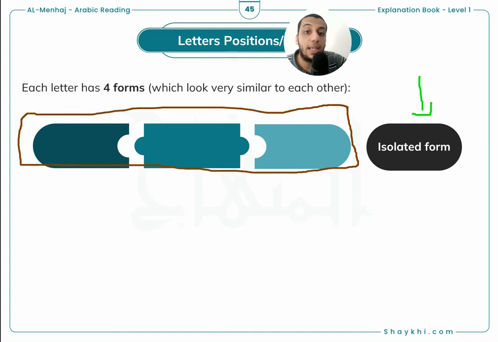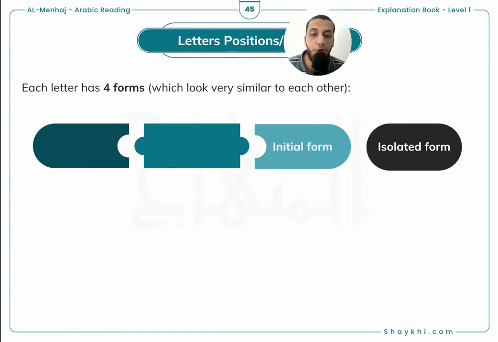When the letter is in the word, it might be in the beginning of the word, or in the middle of the word, or at the end of the word. So we have the initial form, which means the letter comes at the beginning of the word, and we have the middle form or medial form, which means the letter comes in the middle of the word, and we have the final form, which means the shape of the letter at the end of the word.